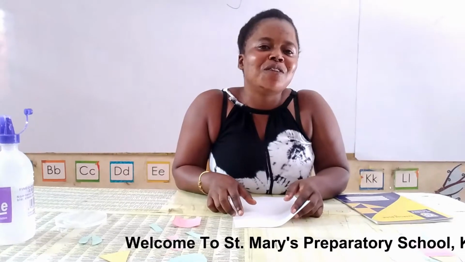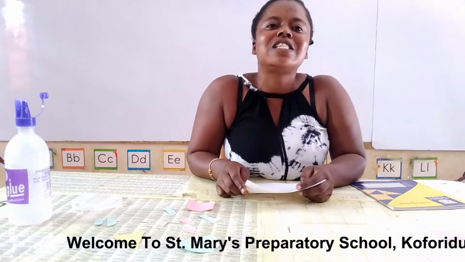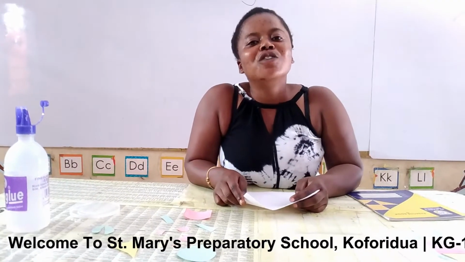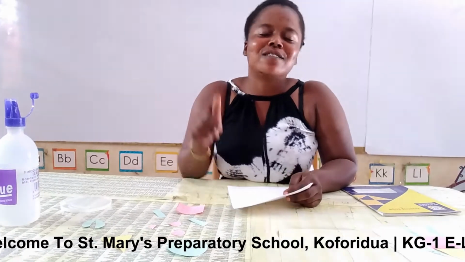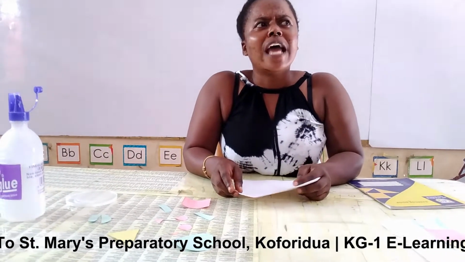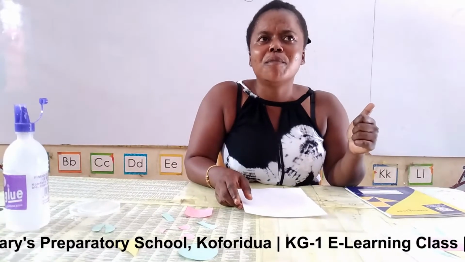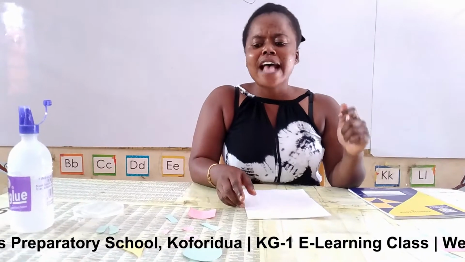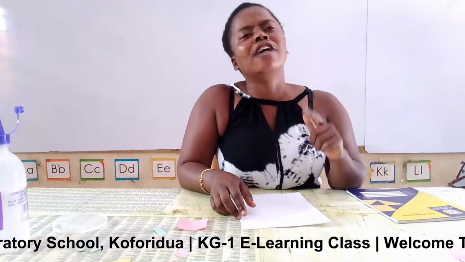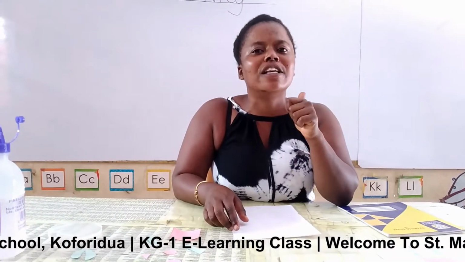Welcome to Creative Art Class. Today, we are going to use shapes to create the human body. Super. Now tell me any shape you know. A circle. Circle is a shape. Good. What else? A square. A square is also a shape. What else? A triangle. Oh, you are wonderful. A triangle is also a shape.